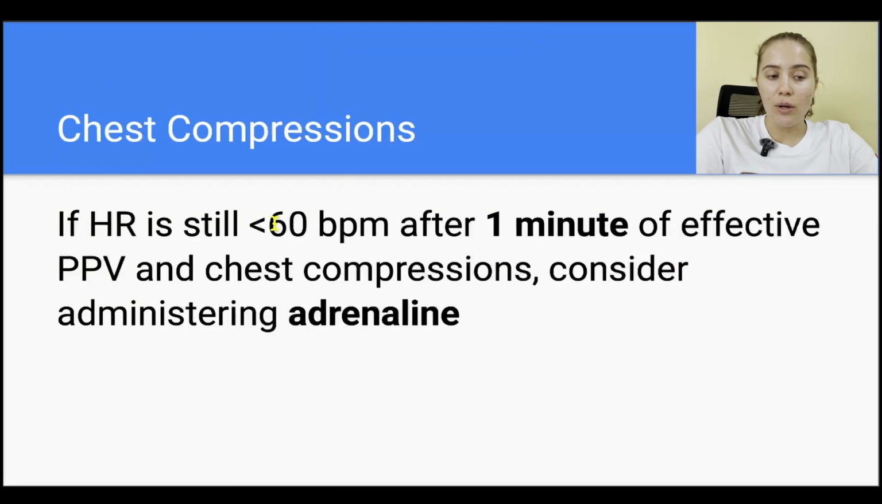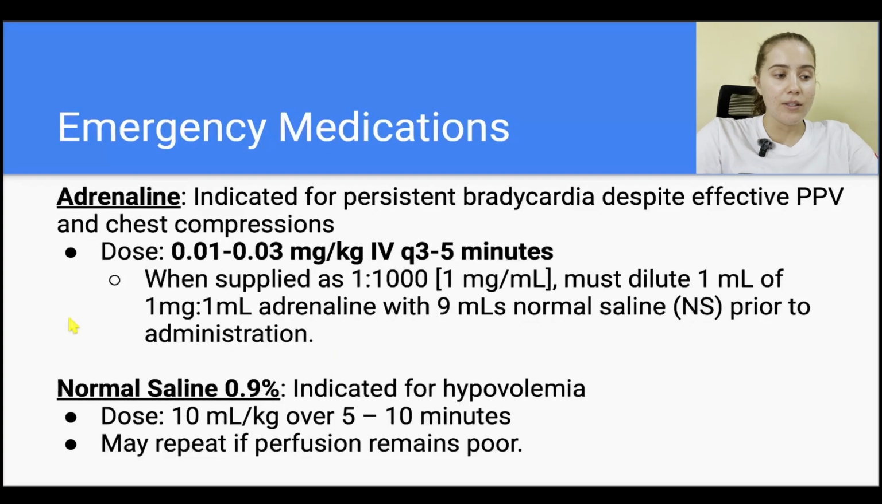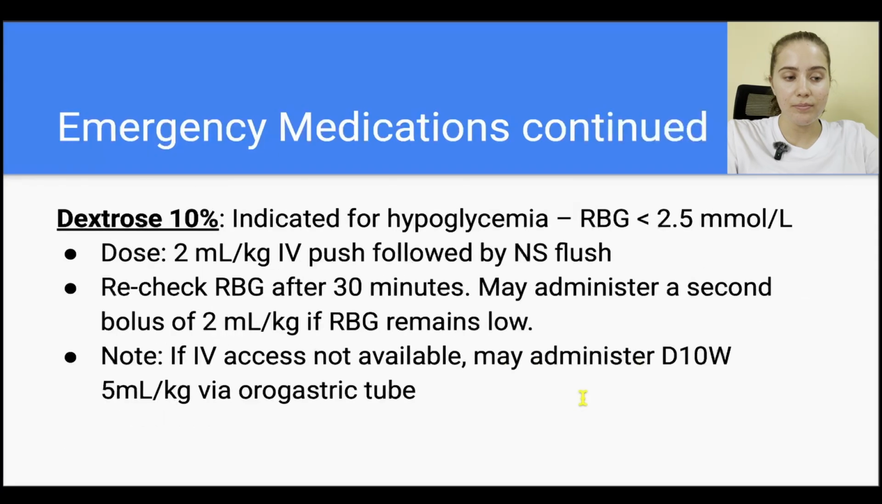If your heart rate is still below 60 beats per minute after 1 minute of effective ventilations and chest compressions, at that point you would consider administering adrenaline. There are a few emergency medications that you can consider if you get to this point. The biggest one is adrenaline or epinephrine. This is indicated for persistent bradycardia despite effective ventilations and compressions. Another option is normal saline, which is indicated for hypovolemia. And then another really common option is dextrose 10%, which is indicated for hypoglycemia or a blood glucose less than 2.5.